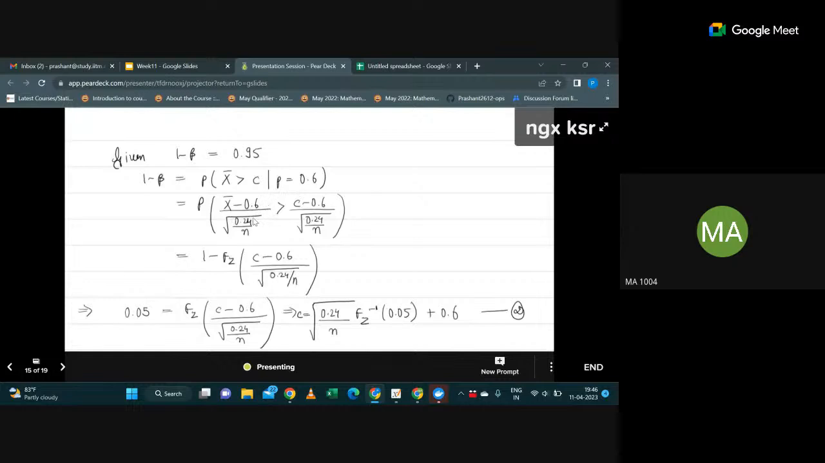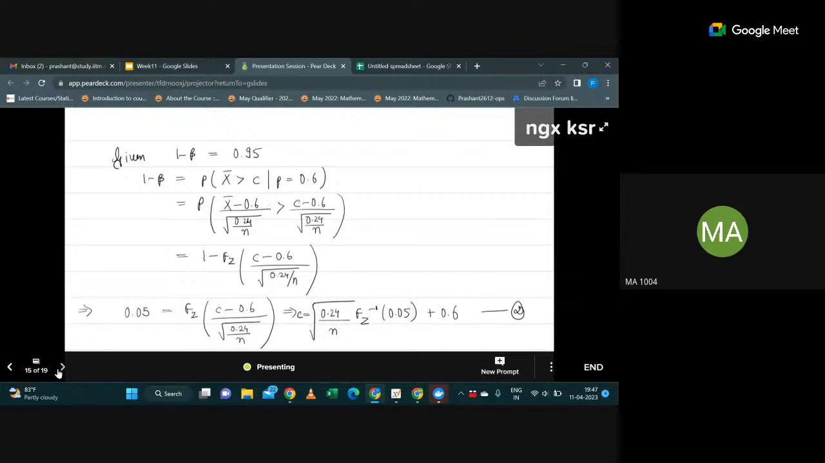So the next step is I have to convert to the standard normal variate. So it will be (c minus 0.6) divided by square root of 0.24 divided by n. Now this is something, Z greater than this quantity. So I will write it as 1 minus F_Z of (c minus 0.6) divided by square root of 0.24 by n. Now, 1 minus beta is 0.95, so 1 minus 0.95 will be 0.05, equal to F_Z of this quantity. So if you equate and solve, you will get c is equal to square root of 0.24 divided by n times F_Z inverse of 0.05 plus 0.6.